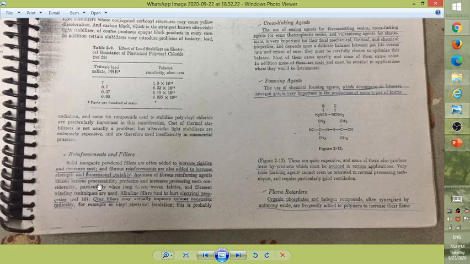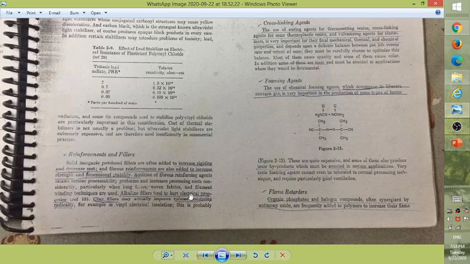Reinforcement and fillers. Solid inorganic powdered fillers are often added to increase rigidity and decrease cost, and fibrous reinforcements are also added to increase strength and dimensional stability. Addition of fibrous reinforcing agent causes serious processability problems and increases processing cost considerably, particularly when long fibers, woven fabrics, and filament winding techniques are used.